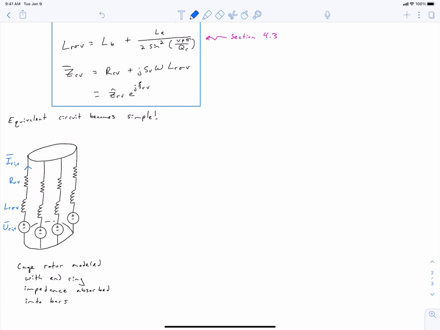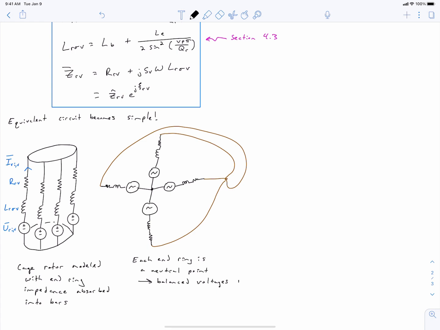Second, I'm going to blow this circuit up and try to draw it as a planar diagram. I have taken this circuit and I've just resketched it over here. So if we start down here with this connection, that corresponds to this neutral point right here. And then you can see that each of my voltage sources is appearing going outwards. And then we've got our inductance and resistance. And finally, this end ring up here is drawn as yet another neutral point over here.